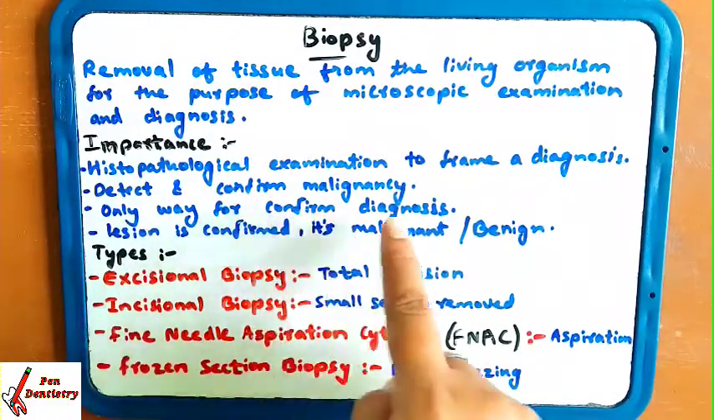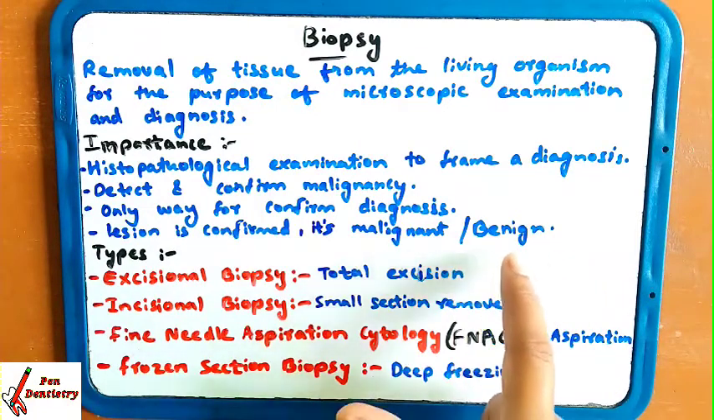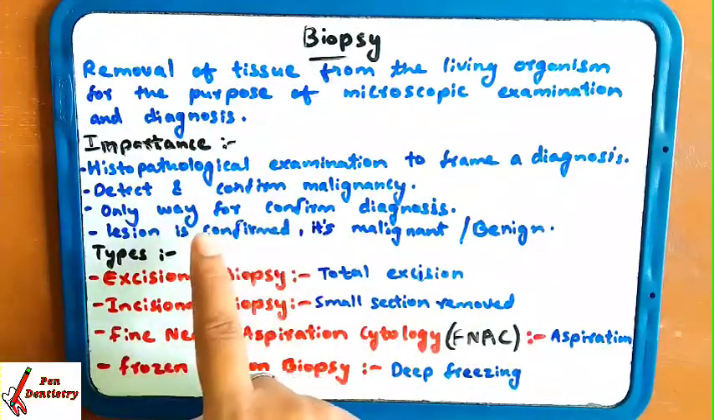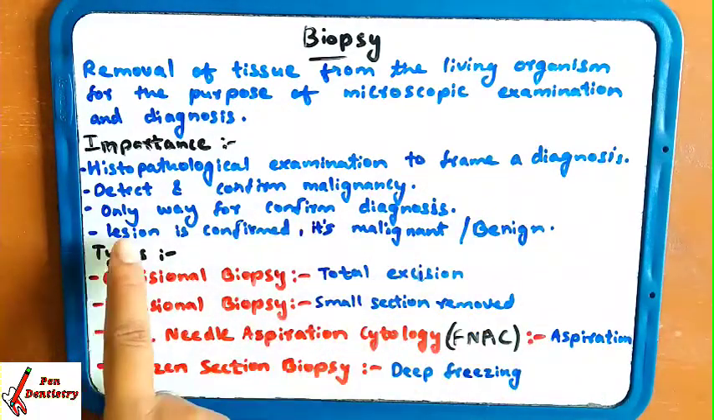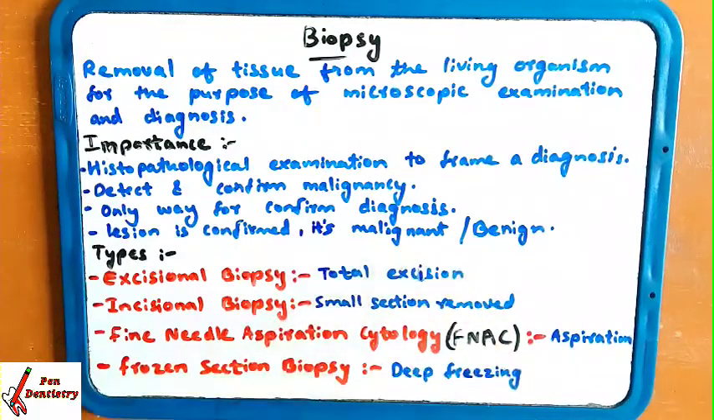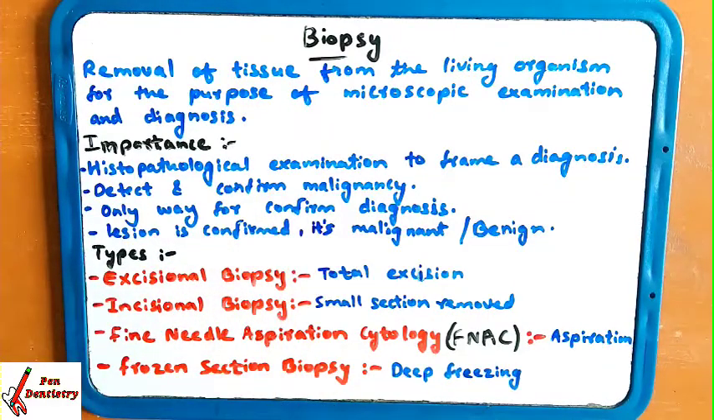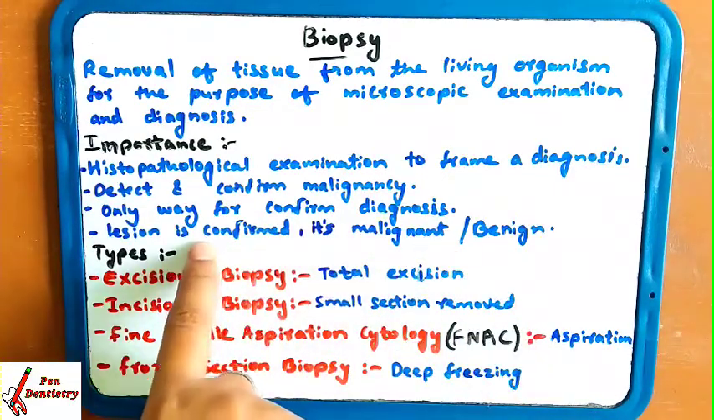Detect and confirm malignancy. Whether the disease is malignant or benign will be confirmed by the biopsy. So this is the importance. It detects and confirms the malignancy of the disease. It is the only way for the confirmation of the diagnosis. To confirm the diagnosis, you are going to use the biopsy. The lesion can be confirmed. As I have told you, whether it is malignant or benign will be done with the biopsy.